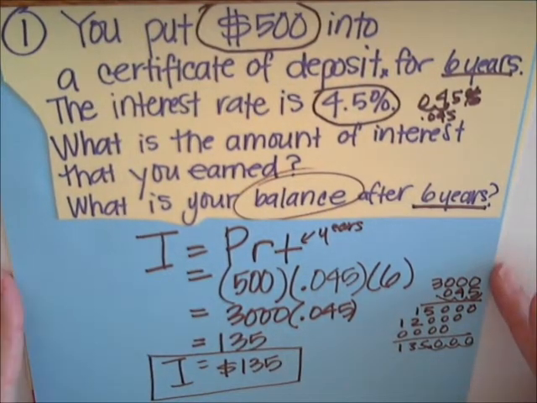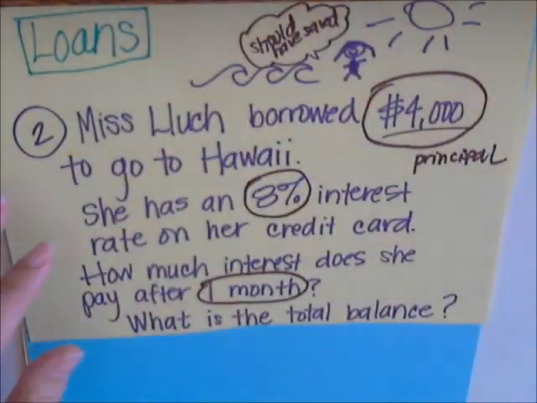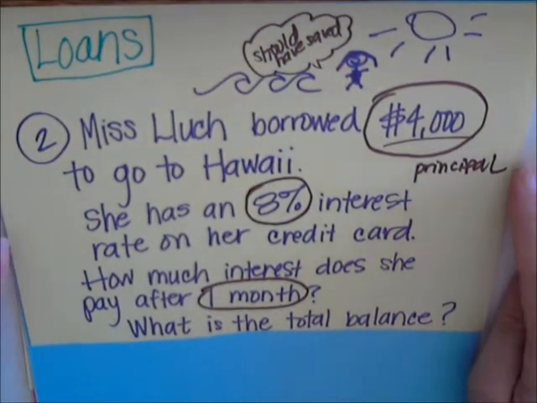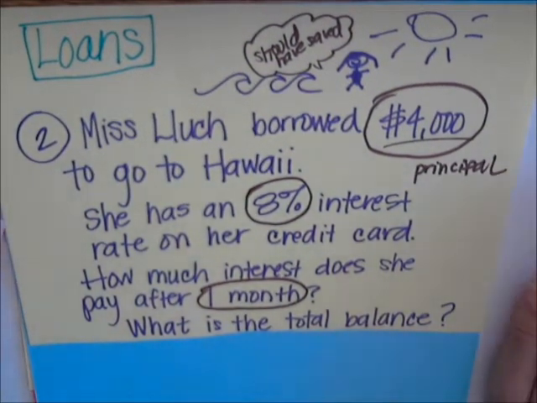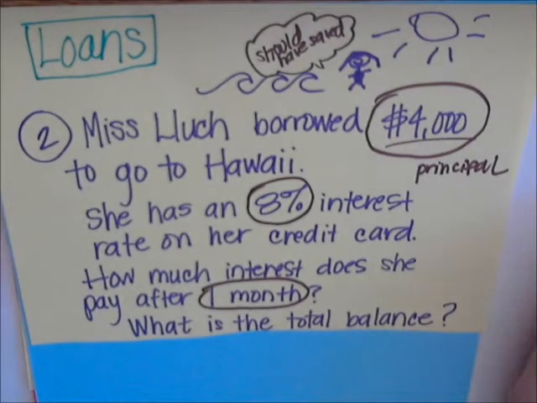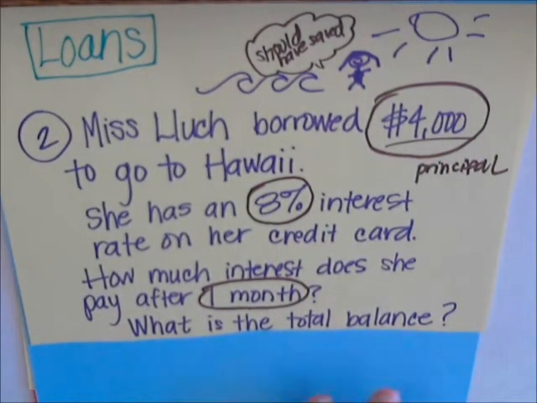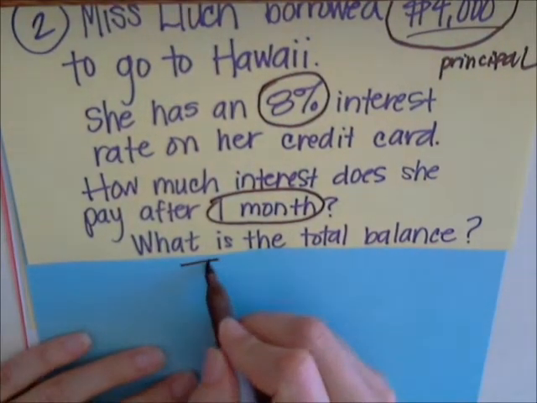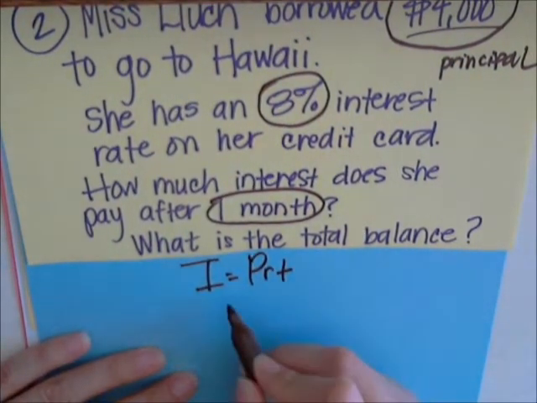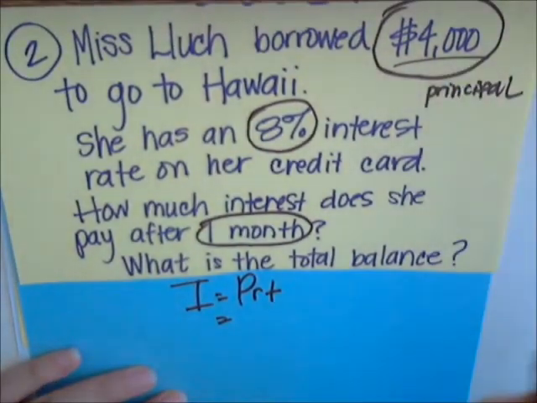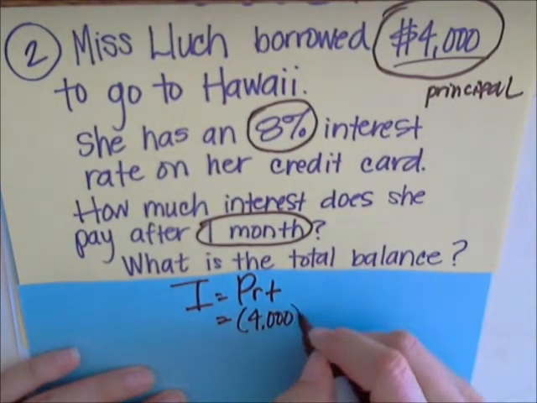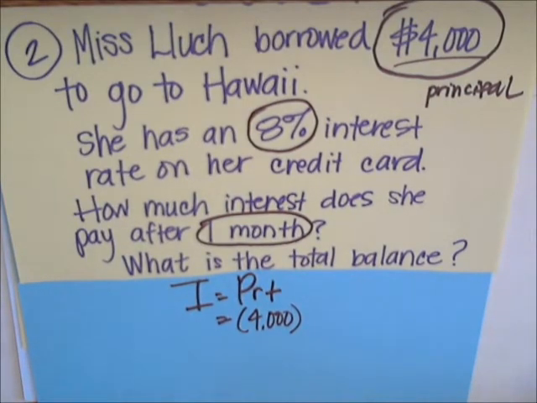Now we're going to use an example of us borrowing money. So you may have remembered me talking about Miss Lluch going to Hawaii and spending $5,000 and leaving $4,000 left on my credit card. So let's go ahead and figure out if I'm able to pay those $4,000 in a month, how much interest I owe. Okay, so once again, we're going to use I equals PRT. Okay, my principal is the $4,000. That's how much I ended up borrowing because I was able to pay 1,000 of it before, remember?